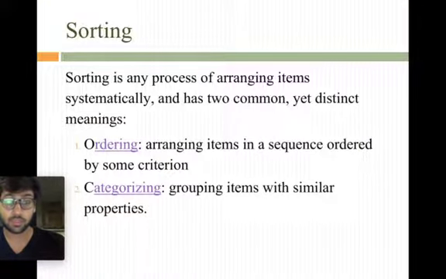So what is sorting? Sorting is any process of arranging items systematically, and it has two common methods. The first of them is ordering. So what is ordering? Ordering is arranging items in a sequence ordered by some criteria. Now, what can the criteria be? Say we have a set of numbers, integers, and we want to order them. So different types of ordering can be suggested.